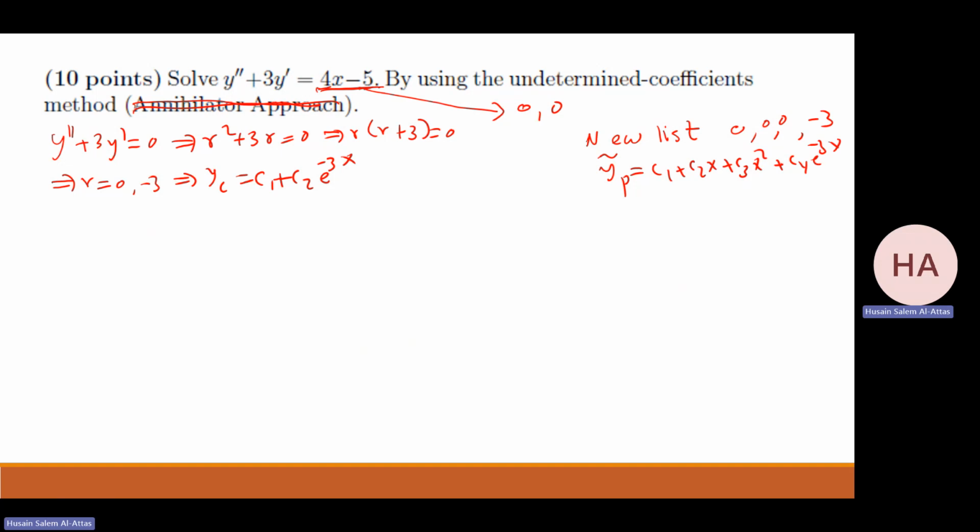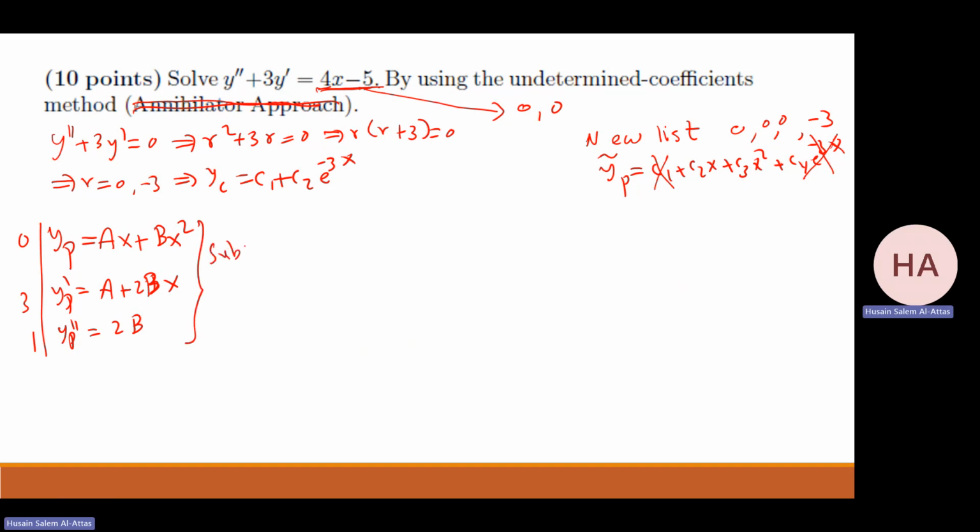Then I cancel yc. So I cancel this and I cancel this. So what is yp? The form of yp will be ax plus bx squared. I need to find y double prime, so y prime will be a plus 2bx. Y double prime will be 2b. That is multiplied by 1, this is by 3, and this is by 0.